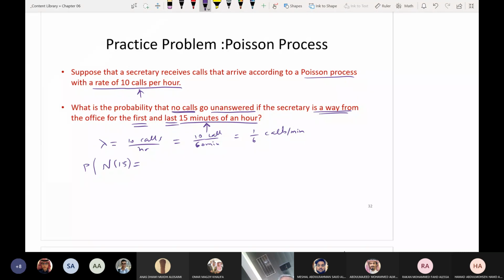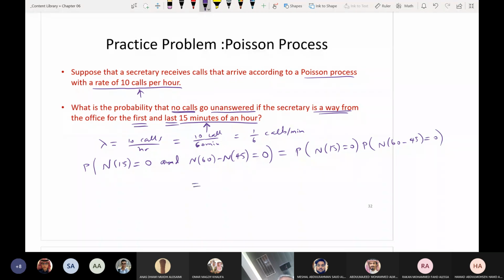So basically, no calls go unanswered means you have no arrivals within the first 15 minutes, and N60 minus N45 equals what? Another 0, right? Which is equal to the probability that N of 15 equals 0, multiplied by the probability that N60 minus N45, the last 15 minutes, equals 0.